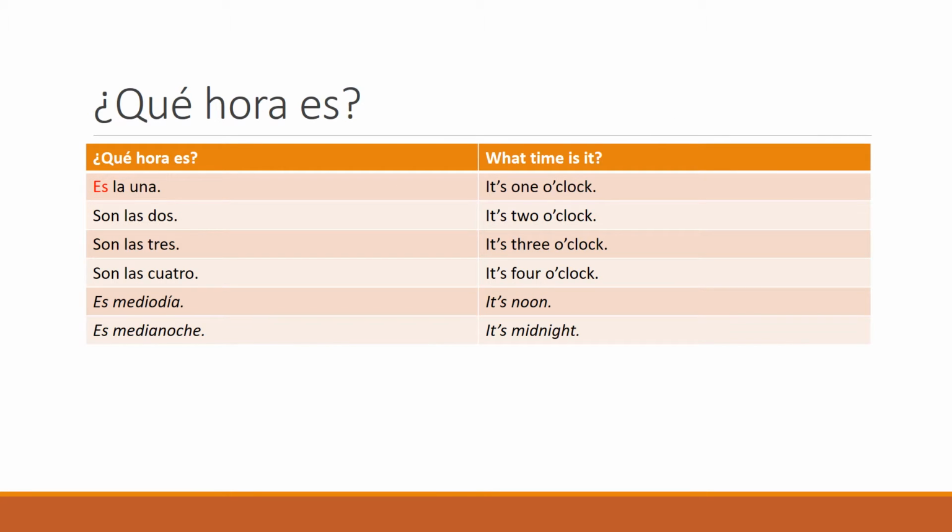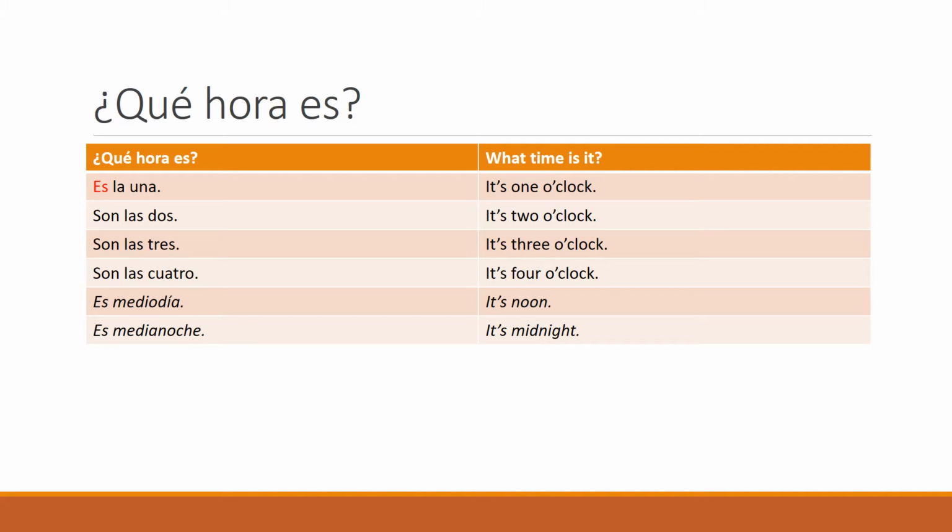How do you answer the question, ¿qué hora es? So when you look at a clock, I have here on the right side what we would have in English. It's 1 o'clock, it's 2 o'clock, it's 3 o'clock. On the left, we have the Spanish equivalent. So if it is 1 o'clock, you would say, es la una. If it is 2 o'clock, you would say, son las dos. 3 o'clock, son las tres. 4 o'clock, son las cuatro.